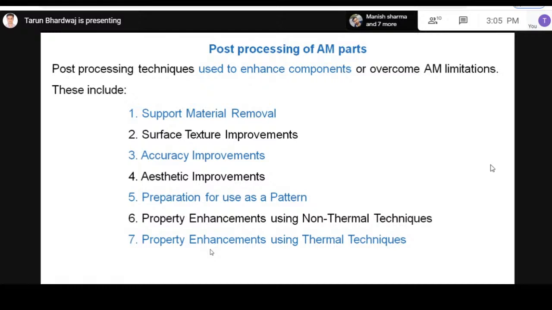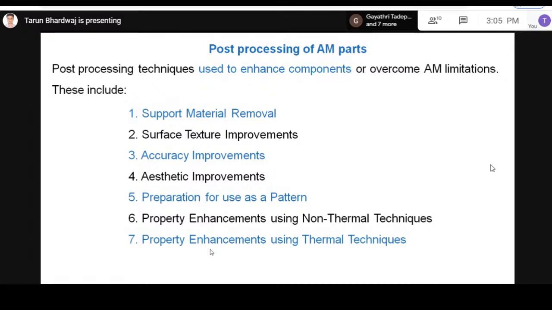And we have some surface texture improvement also. I have told you about laser shock peening. Laser shock peening is basically used for surface treatments, and we can give some laser textures also, and we can improve accuracy with lasers, and aesthetic improvements, and preparation for use as a pattern, and property enhancement using non-thermal techniques. Just non-thermal techniques, like shot peening. Shot peening is a non-thermal technique, and we can enhance the properties by that.